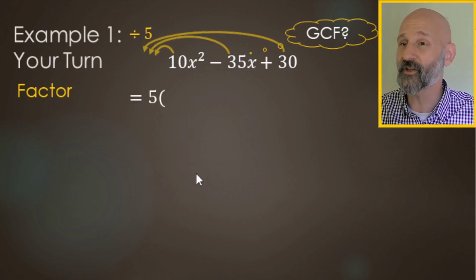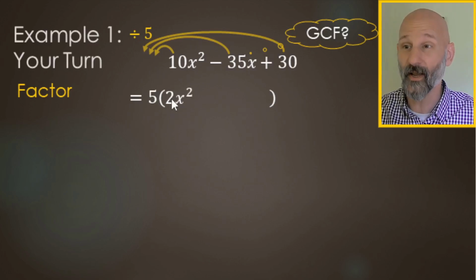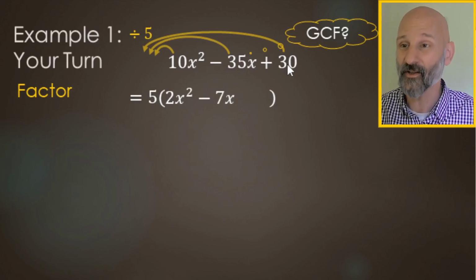So our next stage is going to look like this, where the 5 is going to be out in front and then parentheses, and then 10x squared divided by 5 makes 2x squared, negative 35x divided by 5 makes a negative 7x, 30 divided by 5 makes a plus 6 there.